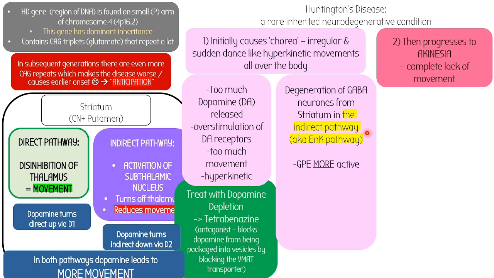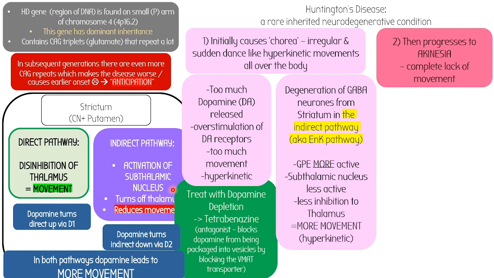Those GABA neurons degenerate. Your globus pallidus external becomes more active, essentially leading to your subthalamic nucleus being less active. Remember, the subthalamic nucleus turns off the thalamus. So basically, we're turning off the thalamus less, meaning we're reducing movement less, meaning our movement is excessive. So this can explain the hyperkinetic movement. So there we go. We've got two theories that can explain the hyperkinetic movement in Huntington's disease.